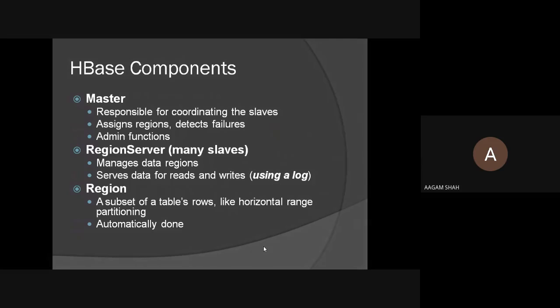So what are the components of the architecture? That is the master. It is responsible for coordinating the slaves, that is the region servers. It assigns regions, detects failures, and handles admin functions. The second one is the region server, that is the many slaves, coordinated by the master, that is the single master computer. The region server manages data regions. It serves data for read and write. And the third one is the region. It is the subset of a table's rows, like horizontal range partitioning, and it is automatically done by the region server.